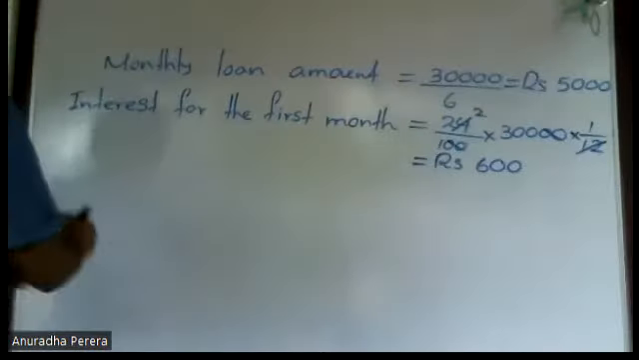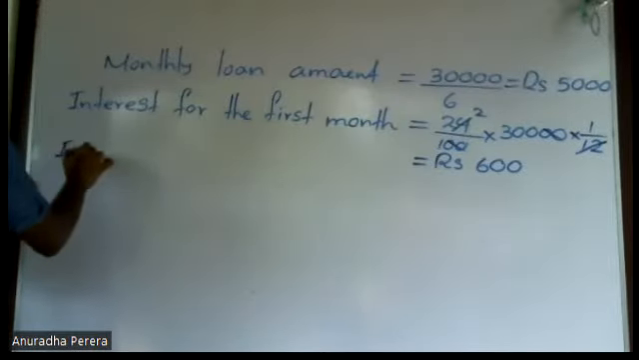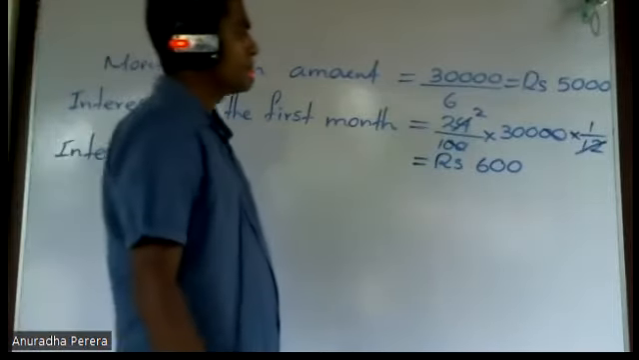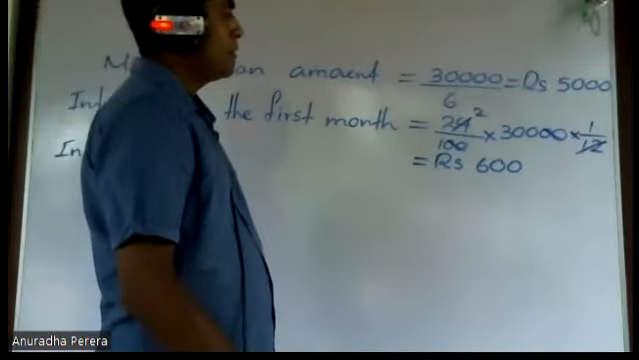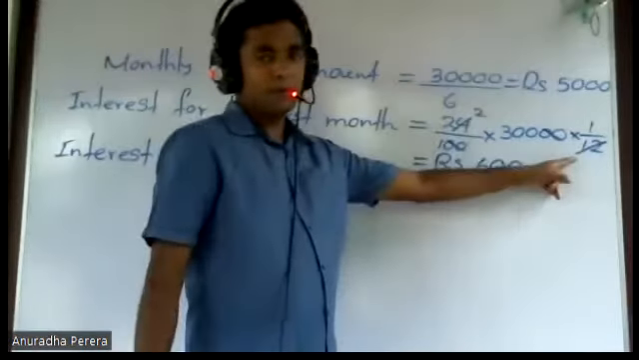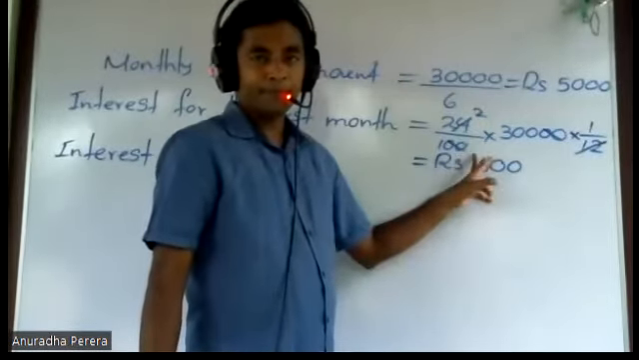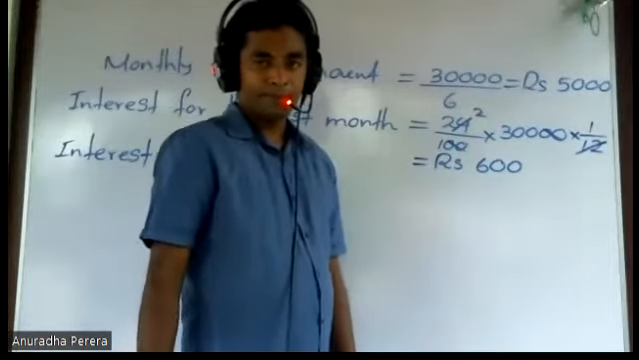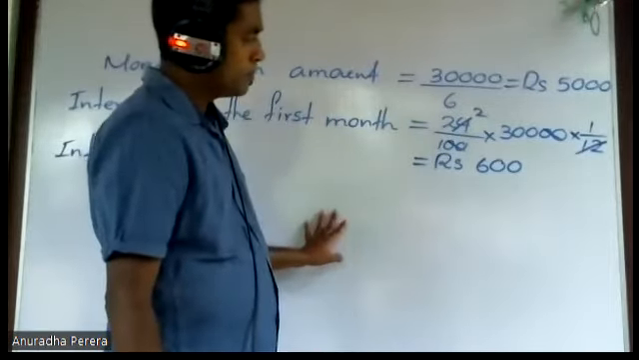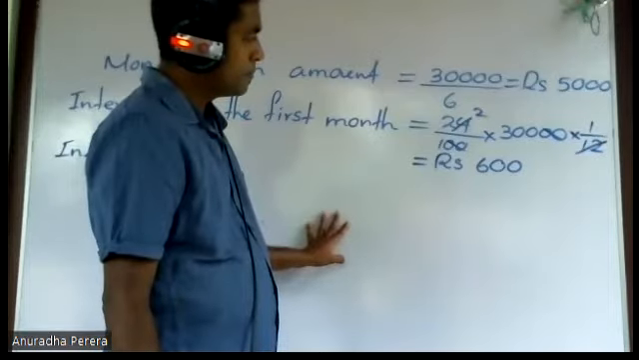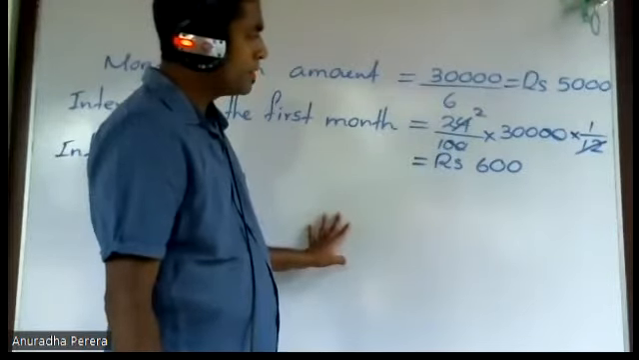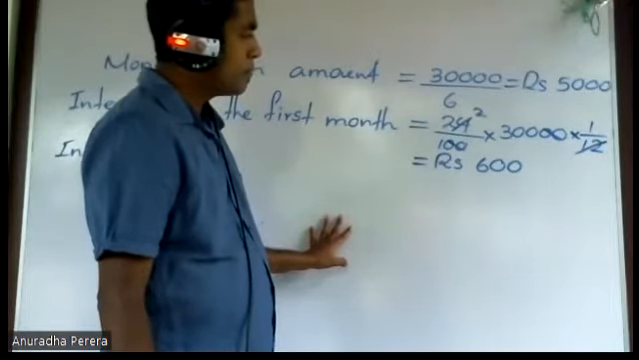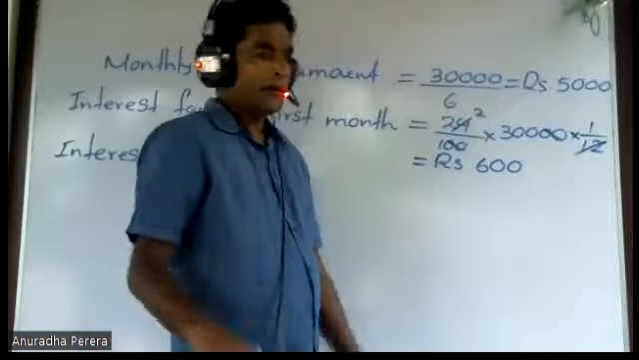So at once we can take 12 over 100, right? Yes, if you want to, without using this 12, you can use 2 over 100. Dividing 24 by 12 gives 2%. Then 12 over 100 multiplied by 30,000 gives the same answer.